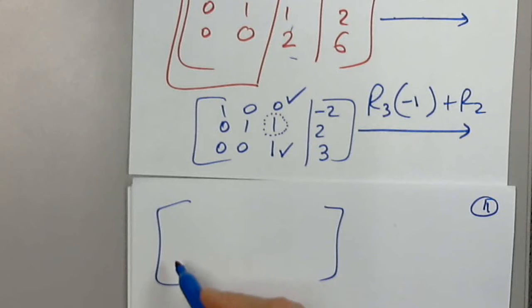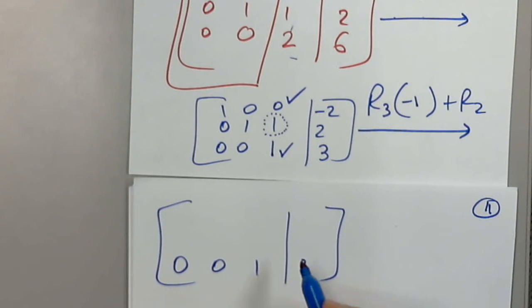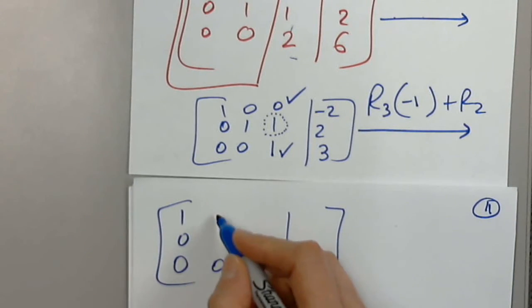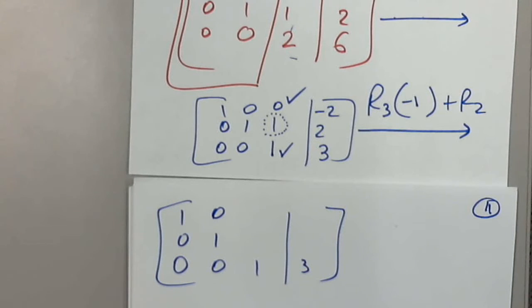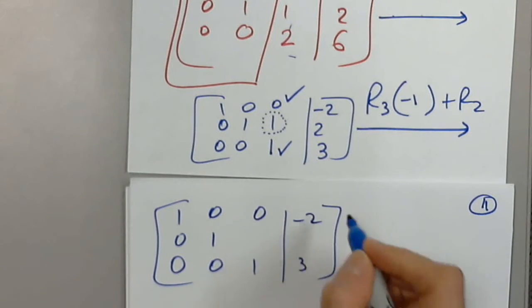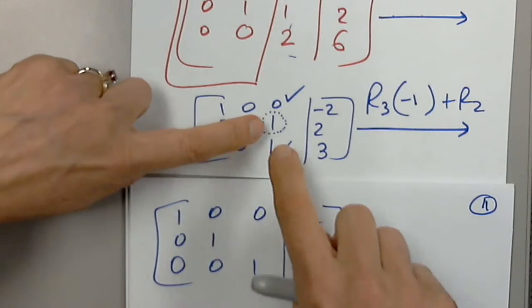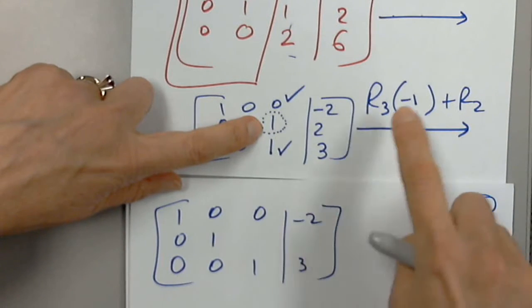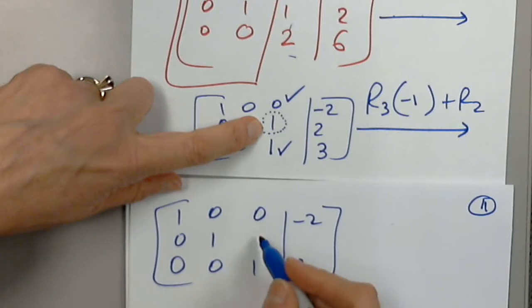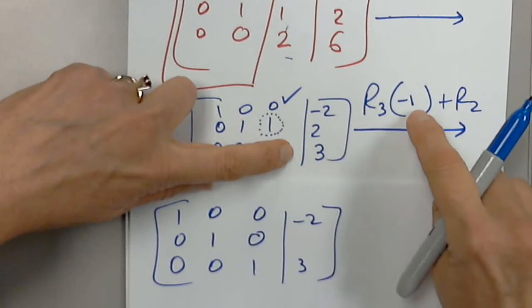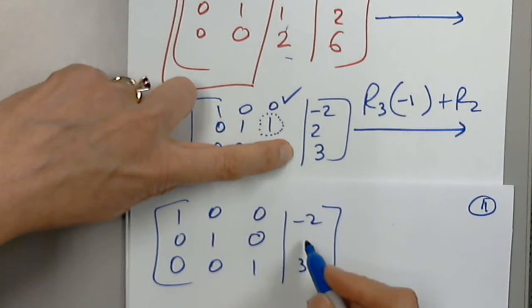Row 3. 0, 0, 1, and 3. And of course the first column and the second column. And of course the 0 and the negative 2, because it's already done over there, but I only need to do this. 1 times negative 1 plus 1.